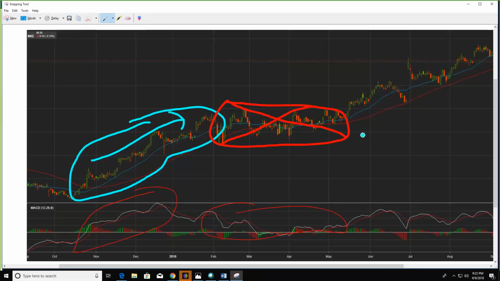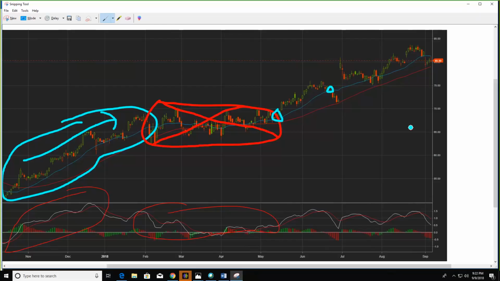So we had another nice breakout right here. Here's your entry right here. And then you're closing the first day. You get a move below that SMA. So here is your exit. So you're making a significant move from around $67 a share all the way up to about $74 a share. So you made a significant move.